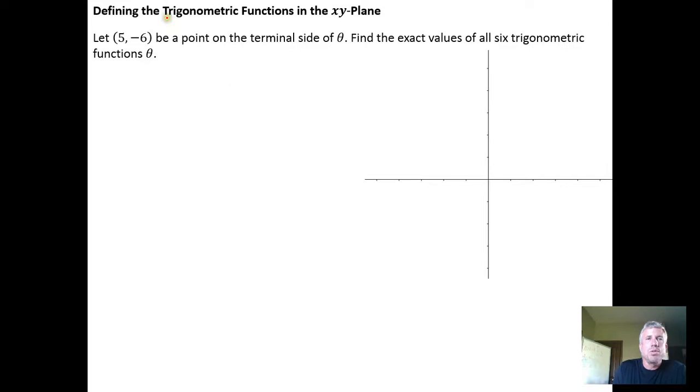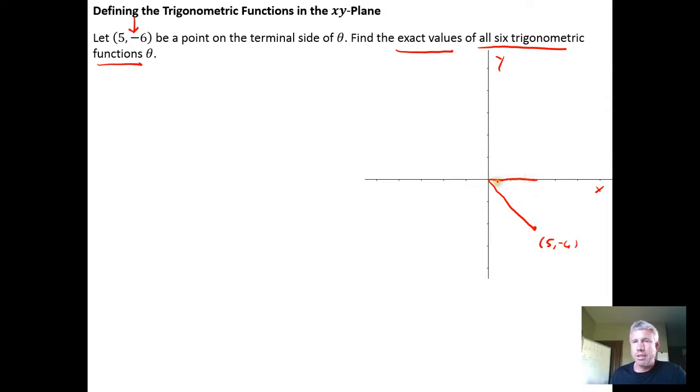So let's go and use our trigonometric function definitions to find the exact values of all 6 trigonometric functions. So what we're being given is a point in the xy plane, and I'm going to ignore the tick marks and just kind of roughly sketch these points in. I'm going to pretend like I see no tick marks and they haven't been assigned any values. So 5, negative 6 would be like over 5, down 6. This would be 5, negative 6, ignoring the tick marks on purpose. That establishes a point in the xy plane.